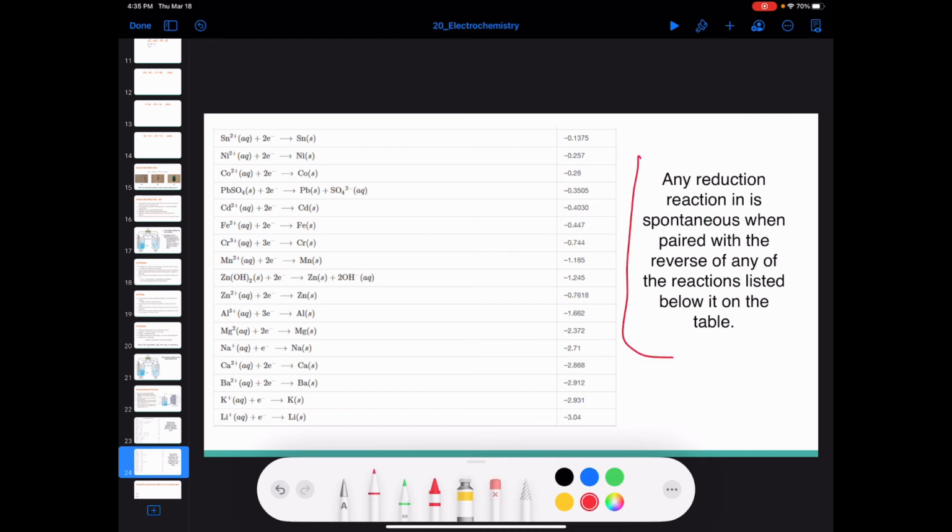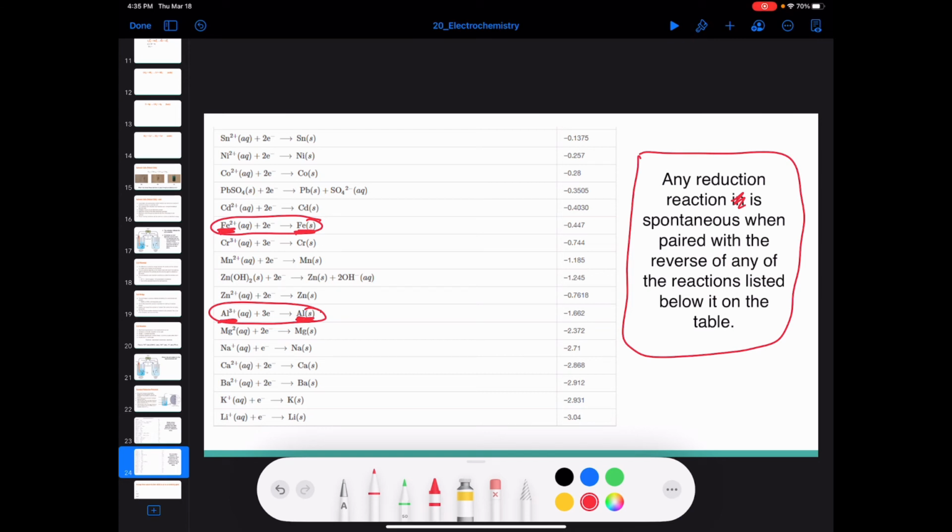So any reduction reaction, there's a typo there, is spontaneous when paired with the reverse of any of the reactions listed below it on the table. Okay, so that means, for instance, that if I take iron and I pair it with the reverse, right, aluminum turning into aluminum ions, that I'll get a reaction, right? So in other words, iron ions will turn into iron metal as aluminum metal turns into aluminum ions. And that's the basis of the thermite reaction, okay?